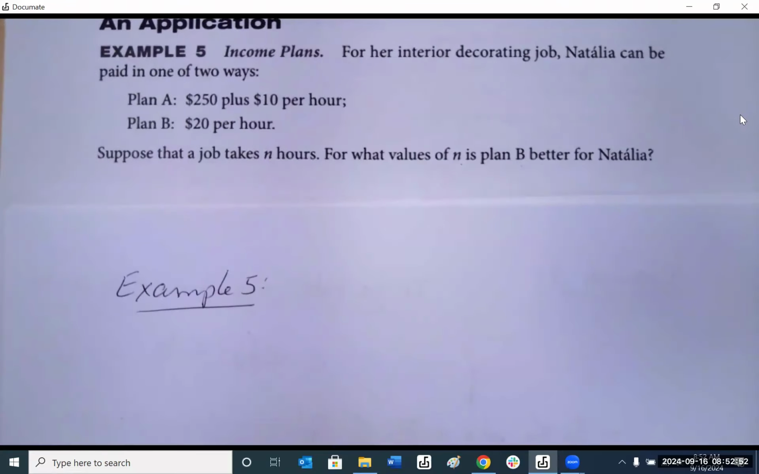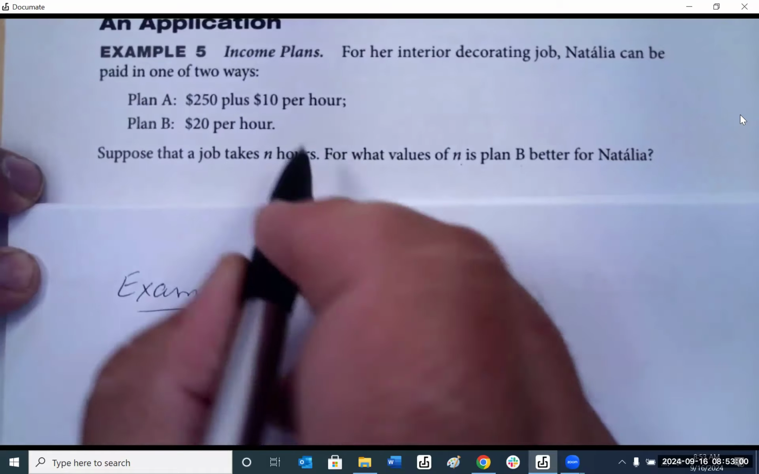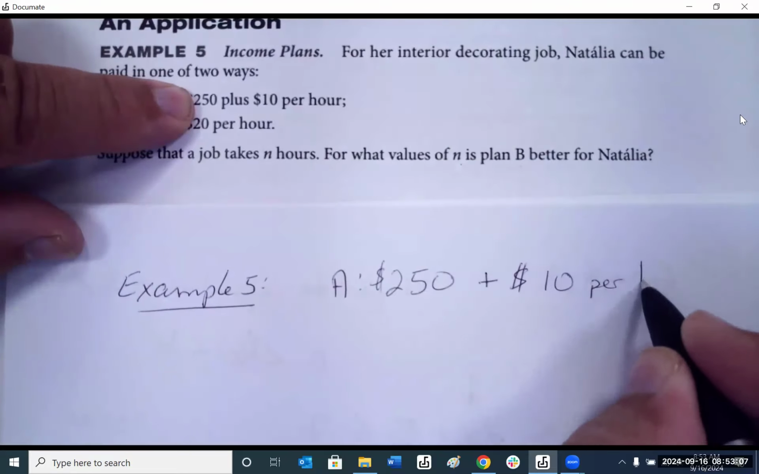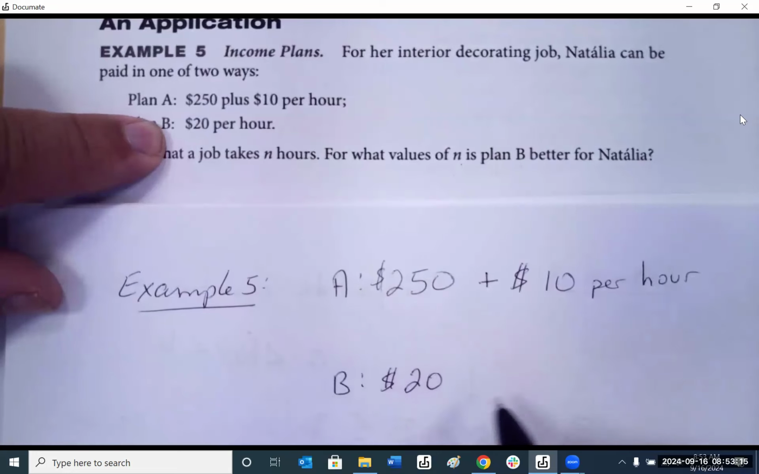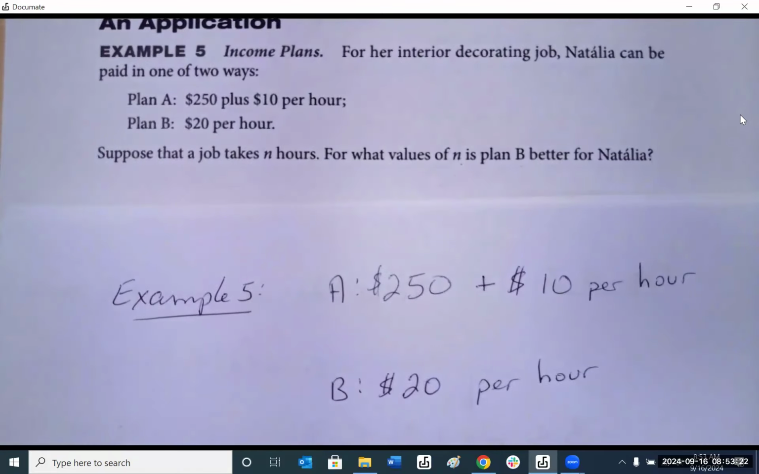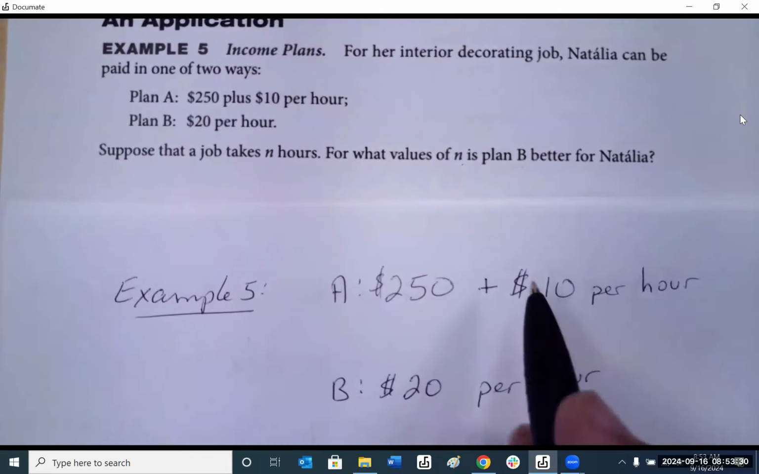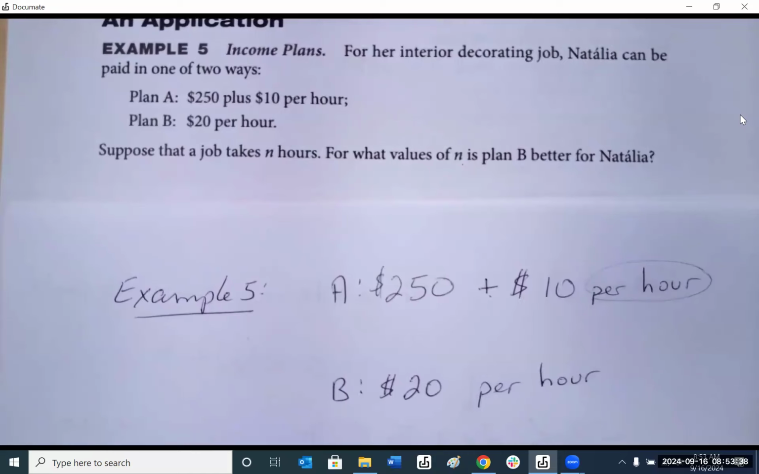So the first thing we have to do is write what we have. We have Plan A says $250. The word plus is plus $10 per hour. Plan B says it's just $20 per hour. So we have to put them into math statements first. We know plus means plus. What does per hour represent? How do we represent per hour? Read the statement. What does it tell us? What is the hour?